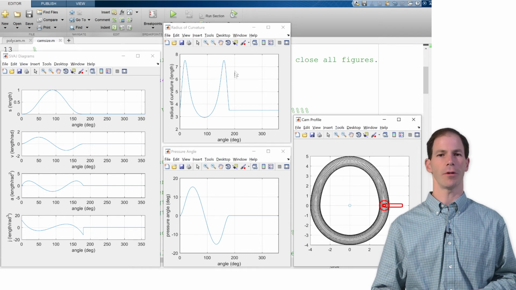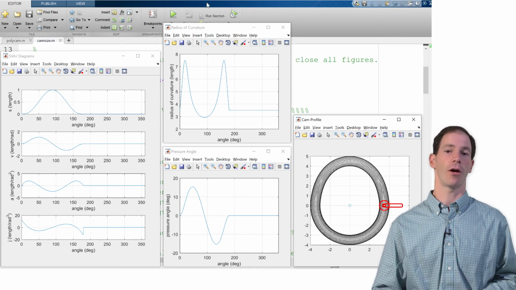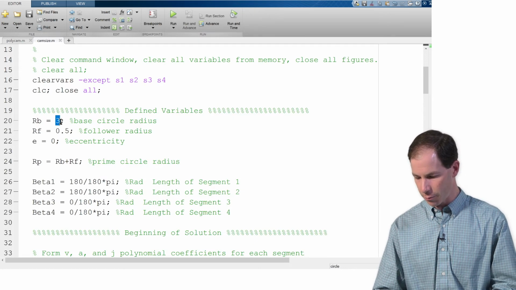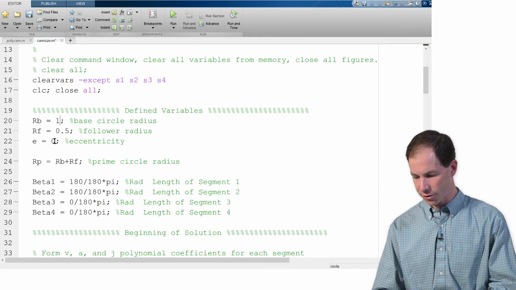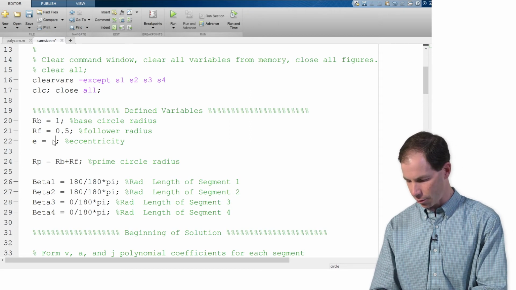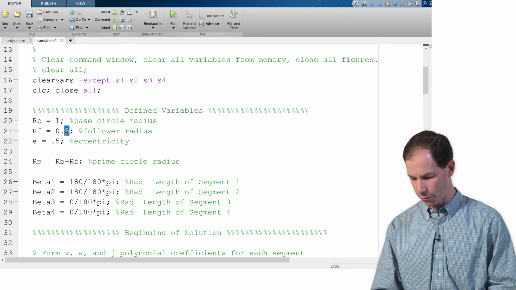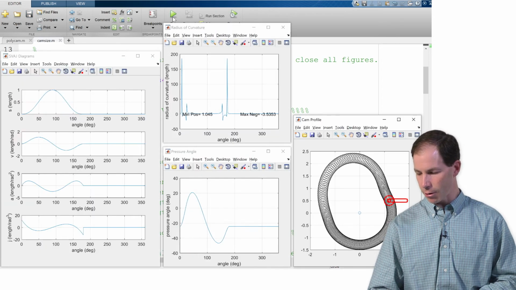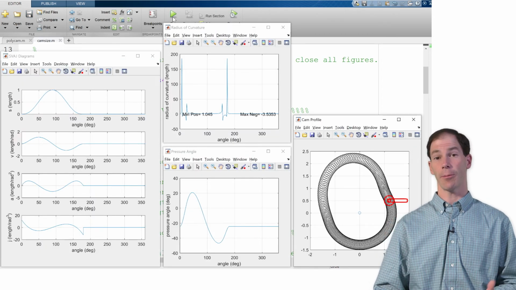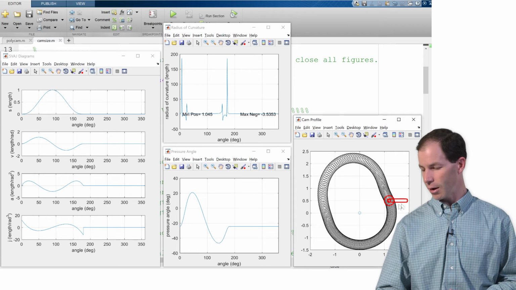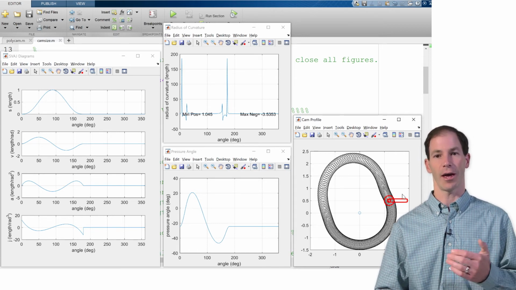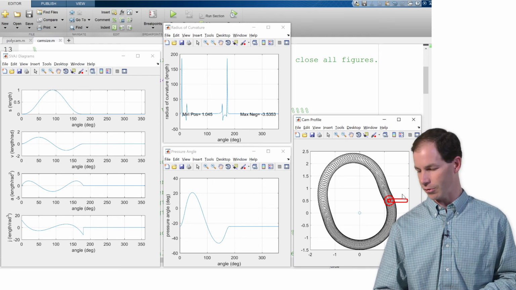Now let me illustrate maybe a little bit more aggressive profile and also what happens with eccentricity. So I'll jump back here and let me make maybe a base circle radius of 1, and then I'll set up some eccentricity of how about 0.5, and maybe I'll make my roller follower just a little bit smaller, down to 0.2. So now when I run this, now you'll see that I've set up some eccentricity for my translating follower, so it has been offset in the positive direction. If I had a negative eccentricity, it would move in the opposite direction.